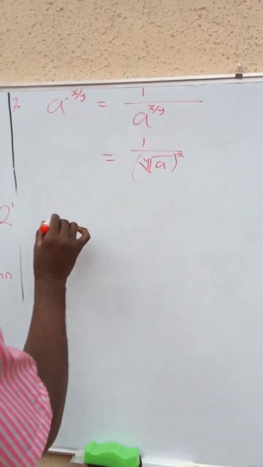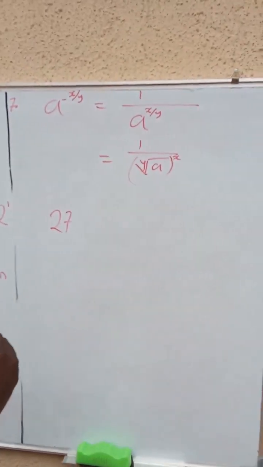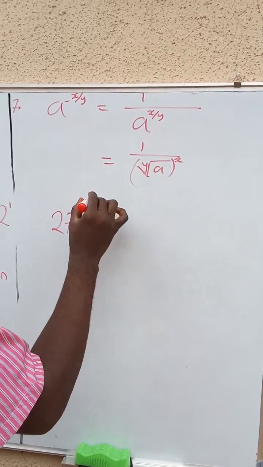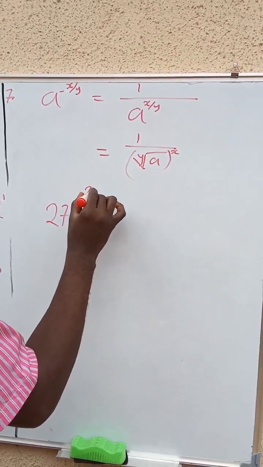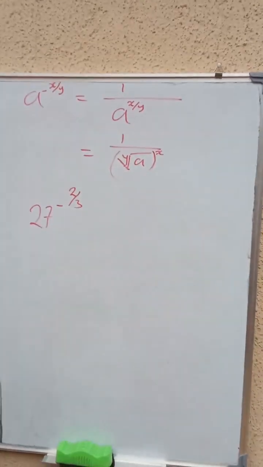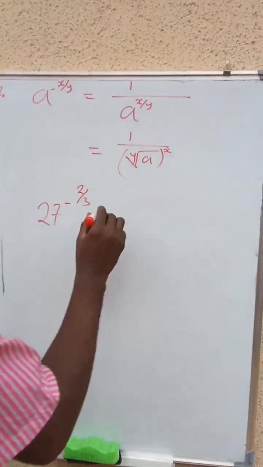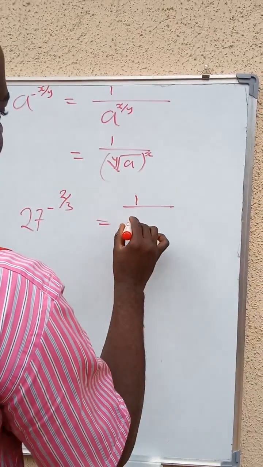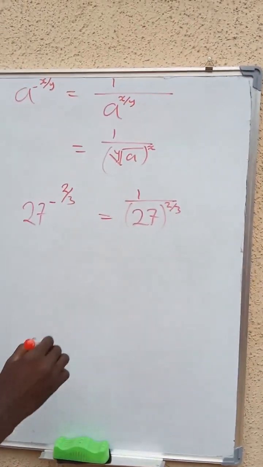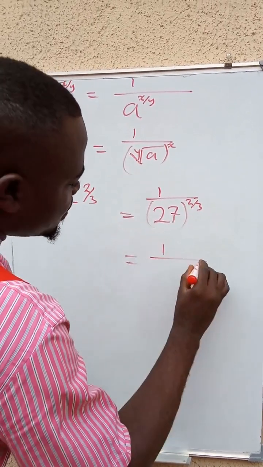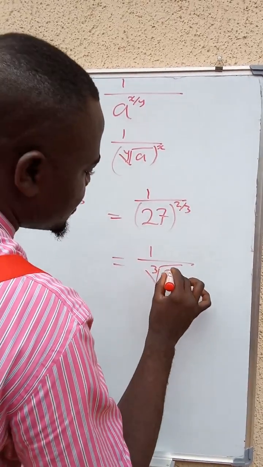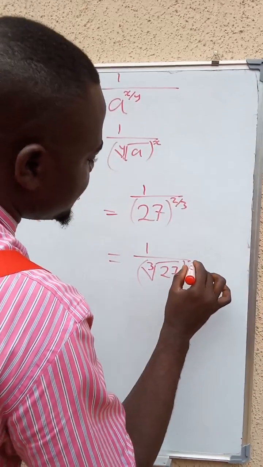For example, if I'm having 27 raised to the power of minus 2 over 3. This is the same thing as what? 1 over 27 raised to the power of 2 over 3. And this is the same thing as what? 1 over the cube root of 27 raised to the power of 2.